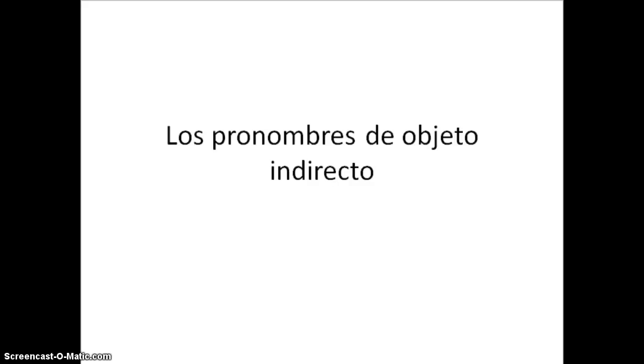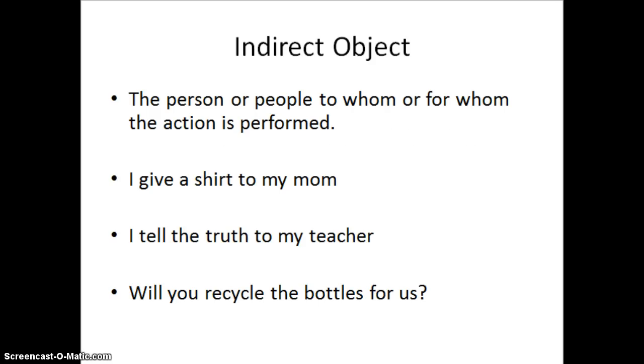Okay, so today we're going to talk about indirect object pronouns, or los pronombres de objeto indirectos. We've reviewed a little bit about direct objects and direct object pronouns. The direct object is the thing that receives the action of the verb. Now let's define what we think an indirect object is. The indirect object is the person or people to whom or for whom the action is performed.